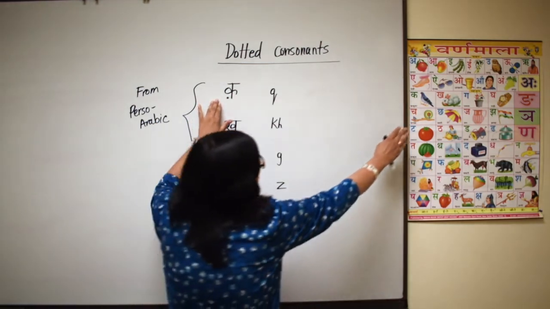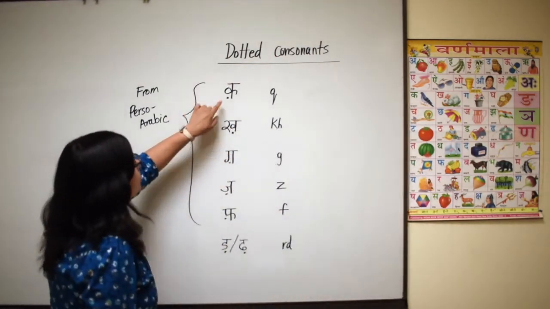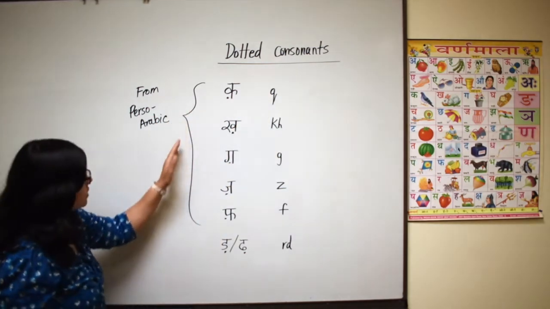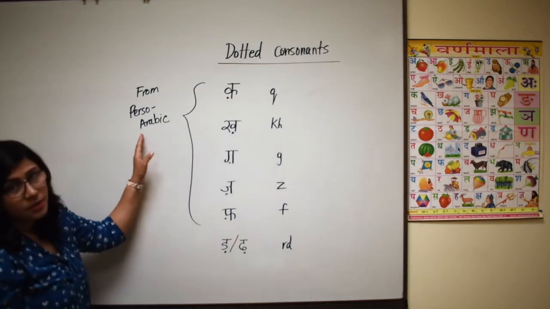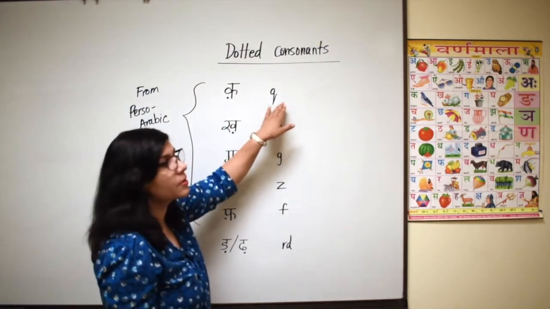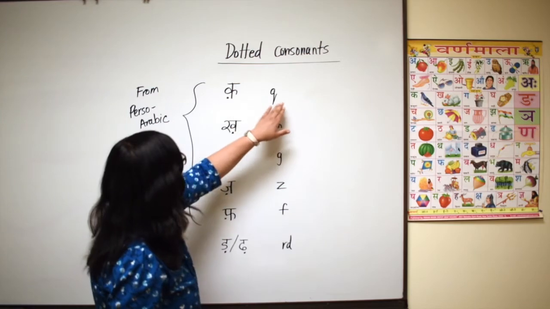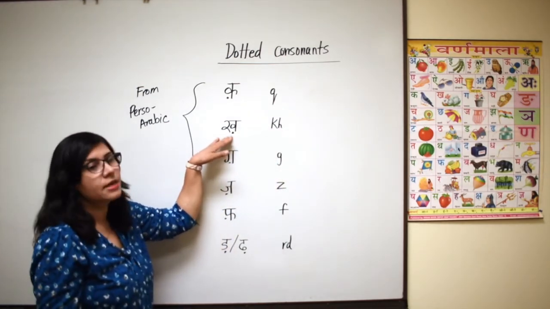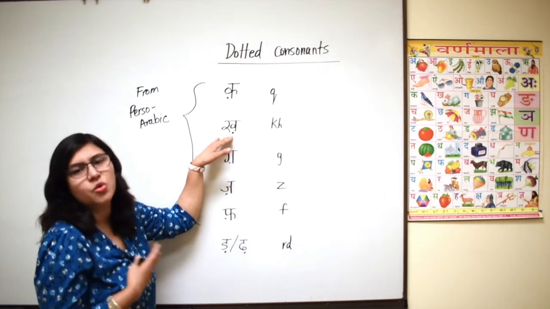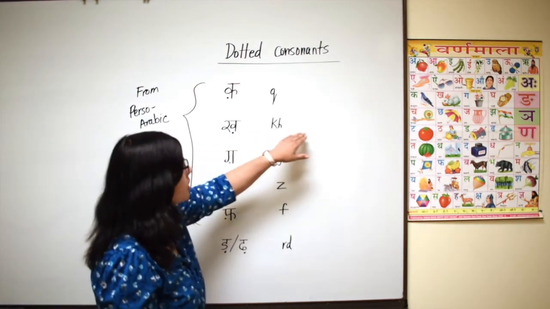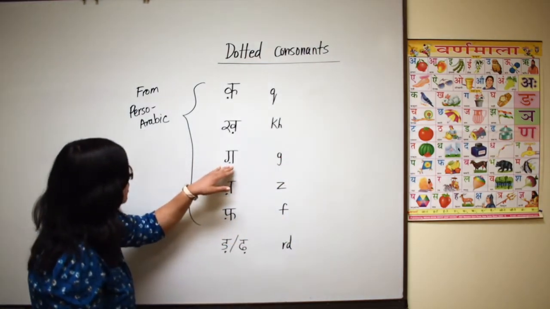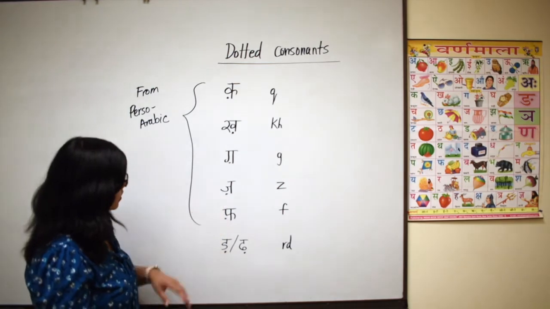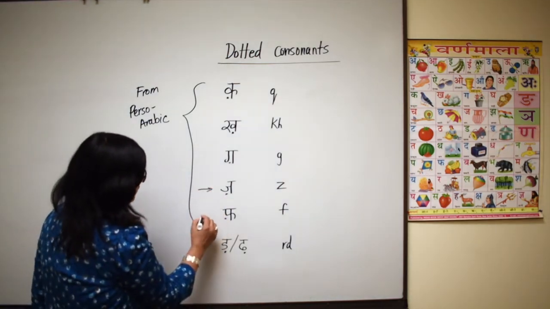So we already know K, that's our K. This sound, when we put a dot underneath, becomes more like a Q. And these five sounds are coming from Perso-Arabic. That's why it's a little bit more glottal. The next one is kh, but when you say it, it has more throat into it. And then this is g, but a little bit more in your throat again. These two sounds, the difference is more pronounced.